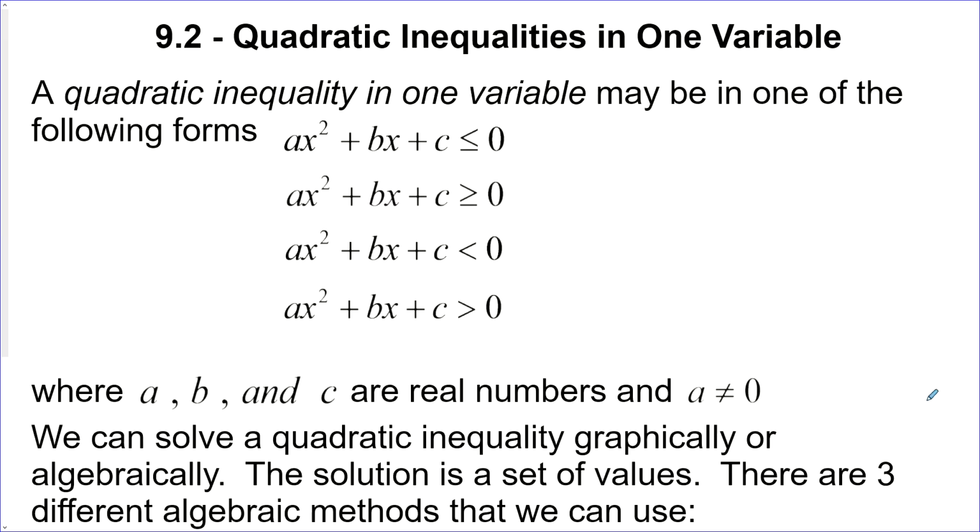This is 9.2 in our textbooks, quadratic inequalities in 1 variable. This may be the hardest section in this chapter because we only have 1 variable, but we're used to quadratics having 2. So a quadratic inequality in 1 variable may be written in any of these forms here. They could be written in vertex form or factored form as well. It doesn't matter.